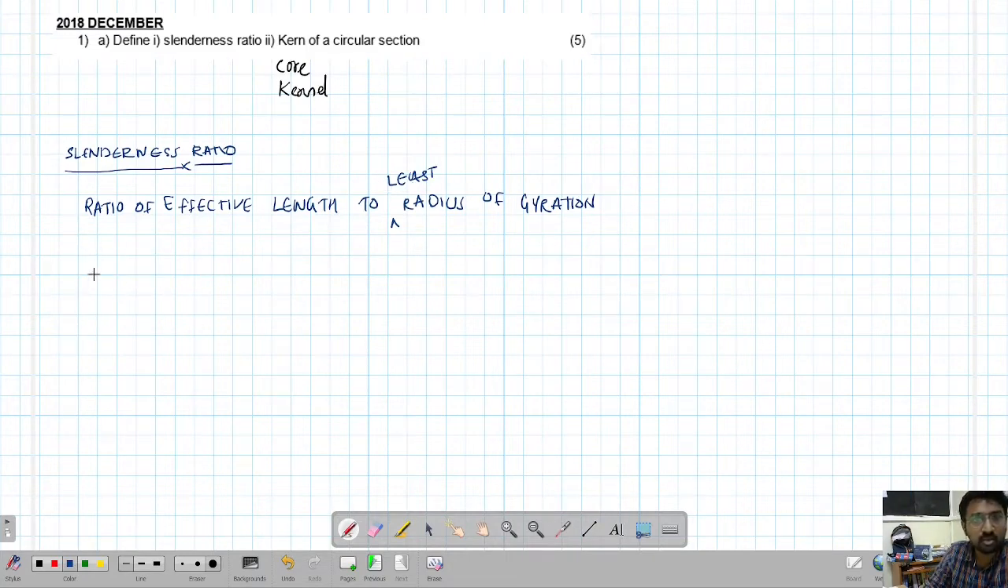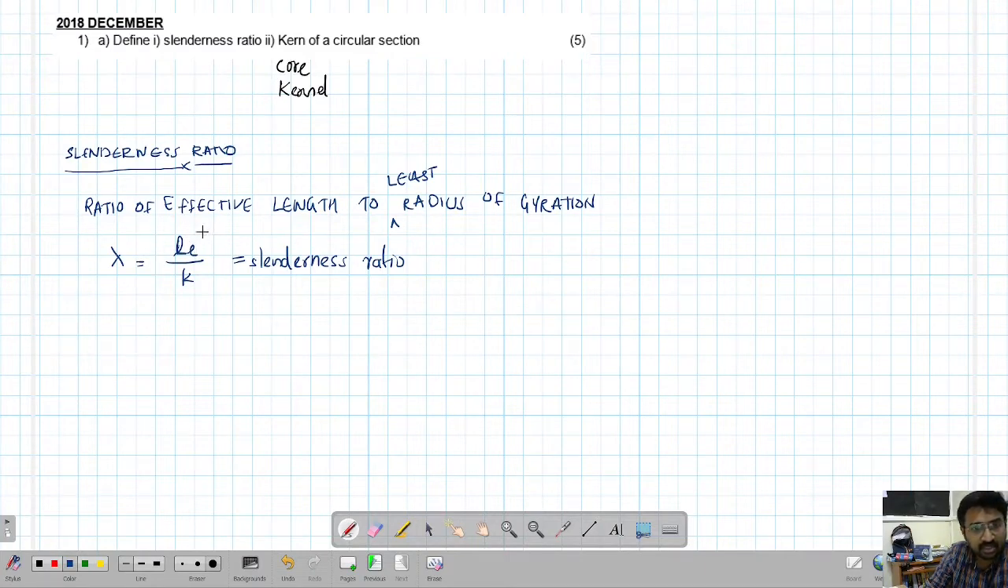Some rectangles have 2 radii of gyration. Circle has only 1 radius of gyration. So when it is a rectangle, you have to take the lower value. Basically, mathematically, slenderness ratio is nothing but effective length upon k. This is what is called slenderness ratio. Sometimes it is denoted by lambda, or you just write slenderness ratio. Effective length, capital LE or small le, you can use either convention.